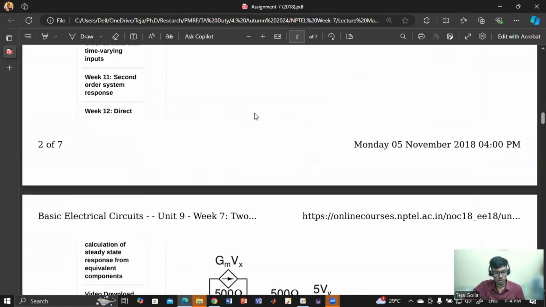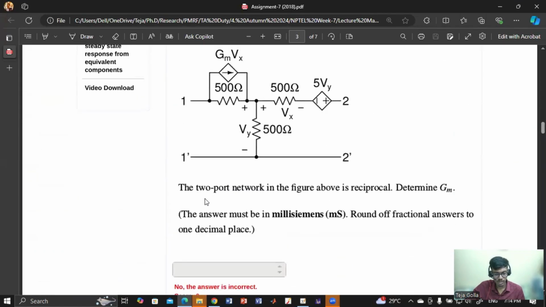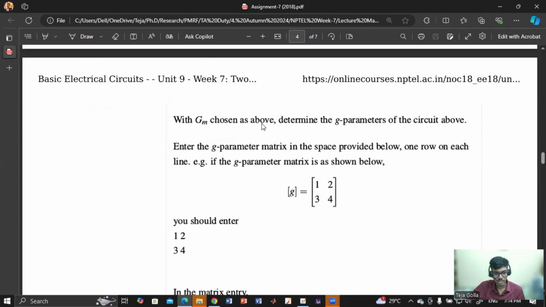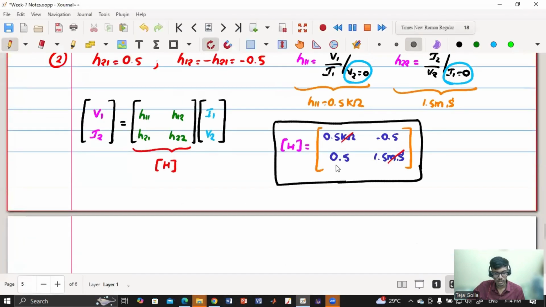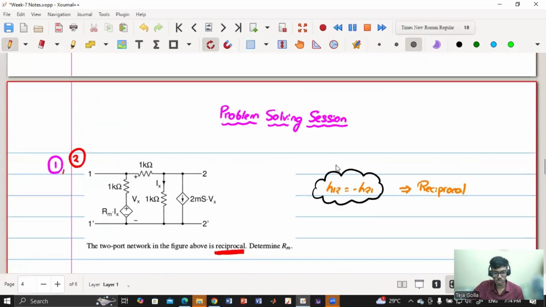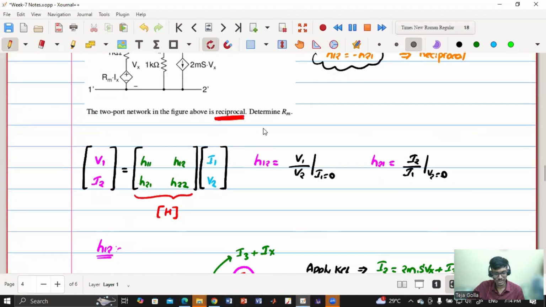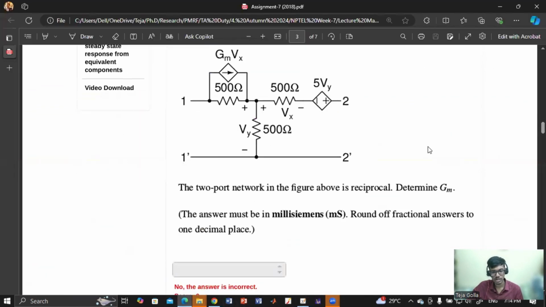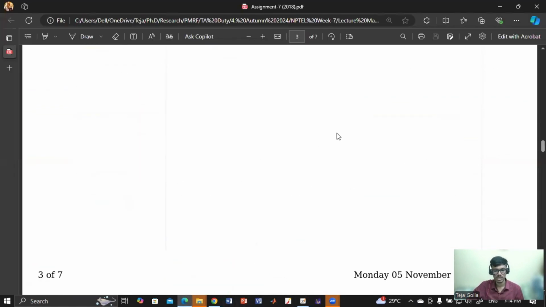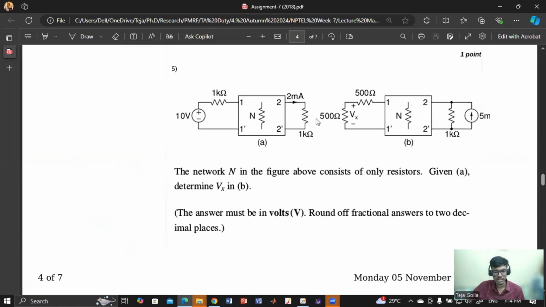So that completes our question 1 and question 2. Question 3 is also similar. The two-port parameters question says that this two-port network is reciprocal, determine GM. And in the next question, they are asking for the G parameter. Here you use this condition, which is G12 equals minus G21. Same way as we calculated H parameters, there we'll calculate G parameters and use that first to find GM. Once you find GM, find the rest of the parameters. So it is a similar problem, and that's why I'm not stressing it much.